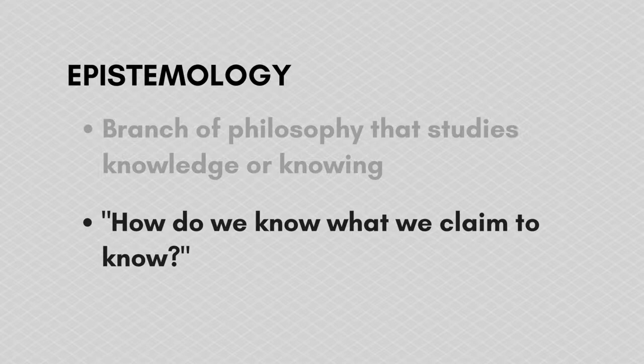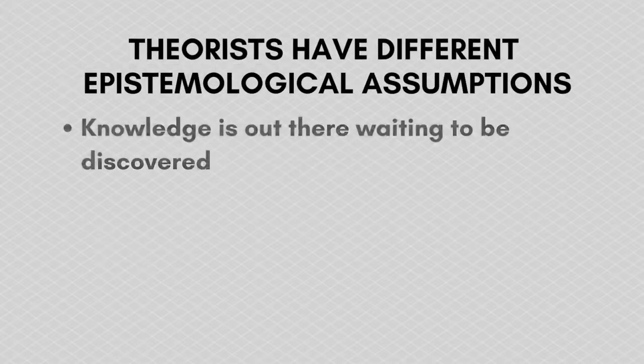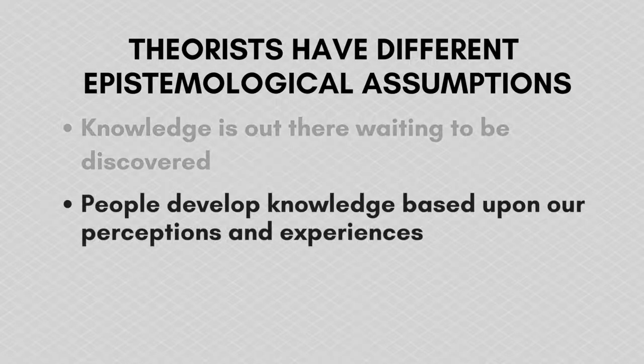A researcher might assume, for example, that knowledge is already out there just waiting to be discovered. And so it's our job as researchers to uncover this universal, unchanging, and absolute truth. In contrast, other researchers believe that people develop knowledge based upon how they perceive the world and through their experiences. That's how we create knowledge.